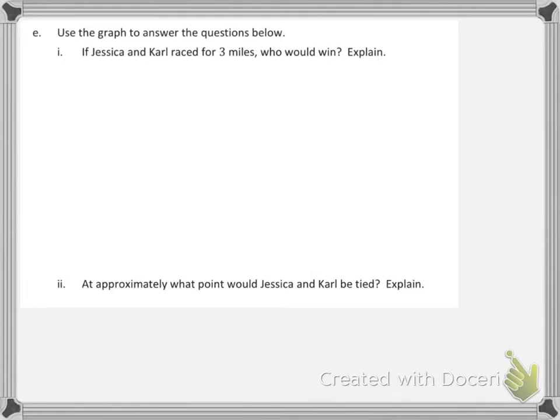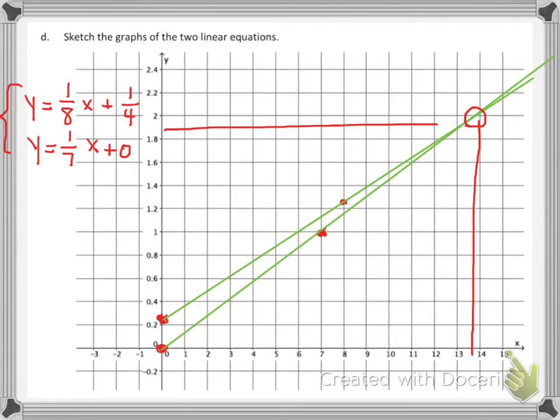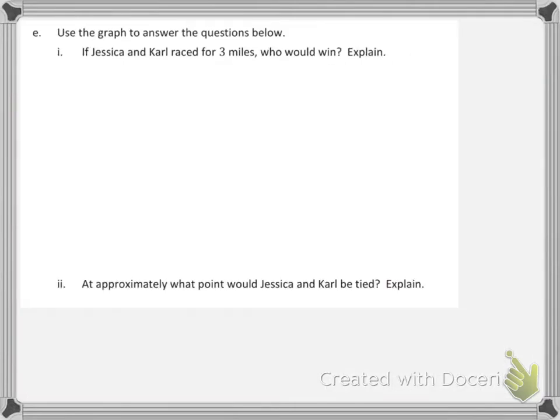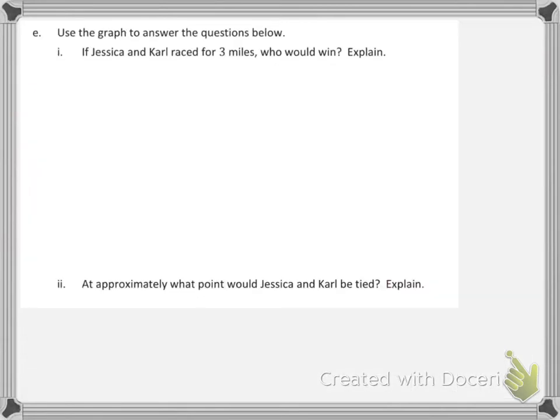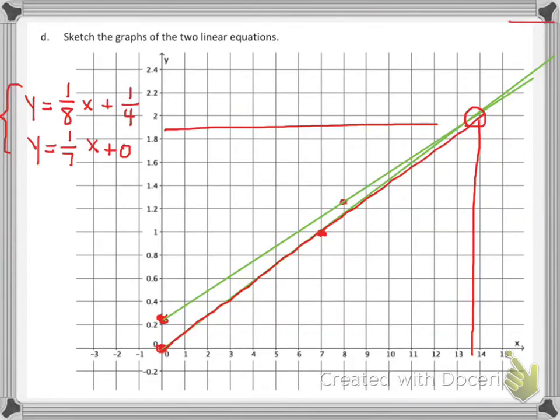All right, if Jessica and Carl raced for 3 miles, who would win? Well, let's go back to the graph. If they raced for 3 miles, you can see that the graph here, which is Carl's, Carl catches Jessica after, well, not even 2 miles. So if it's a 3 mile race, and we get up in here somewhere, Carl's going to be there quicker than Jessica.